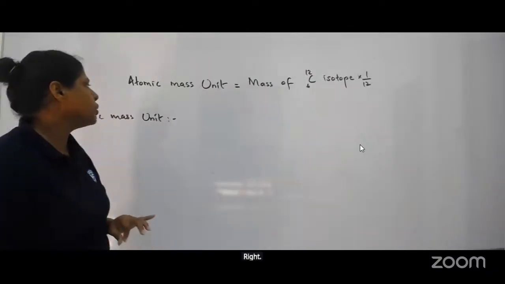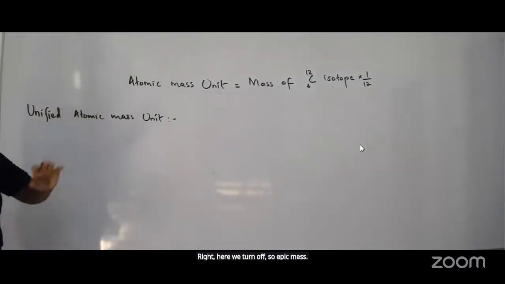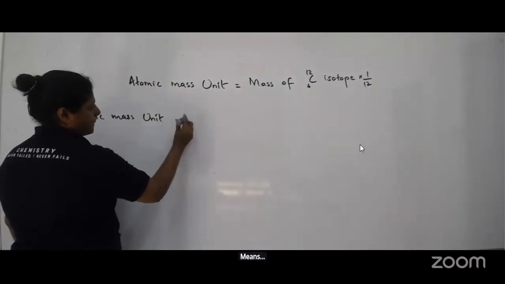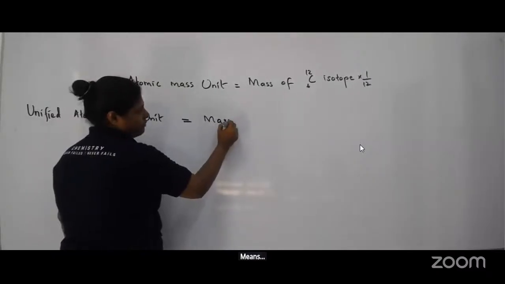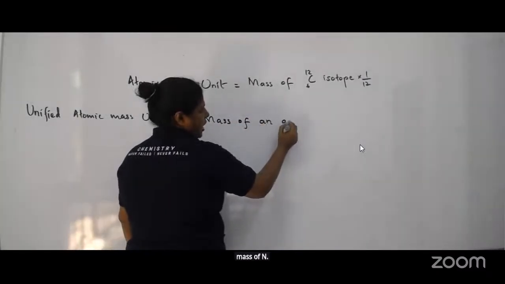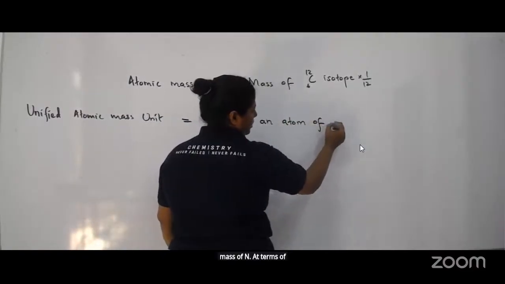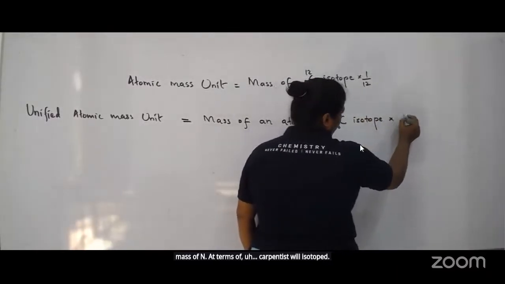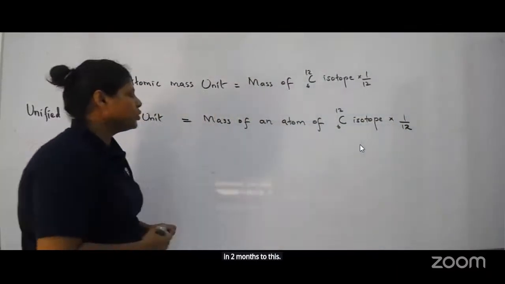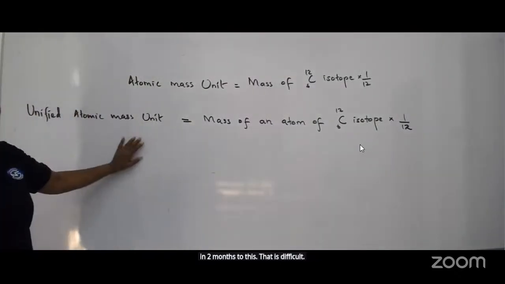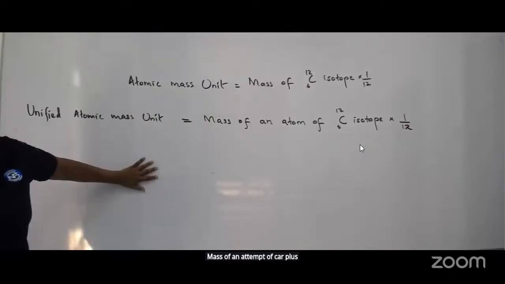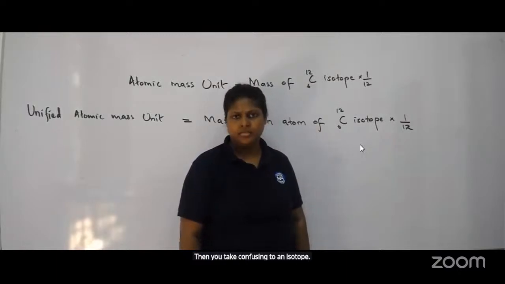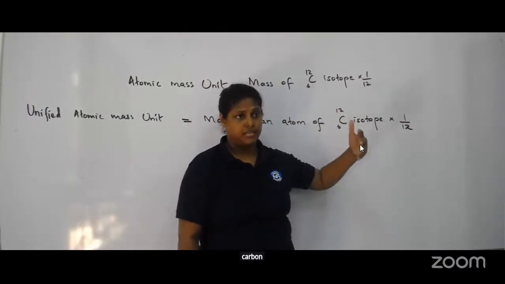Right, so unified atomic mass unit means the mass of an atom of a carbon-12 isotope into 1/12. That is the unified atomic mass unit. When you take the carbon-12 isotope, what is the mass of that carbon-12 isotope?